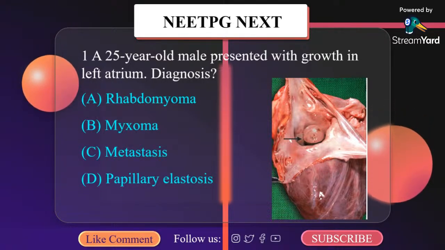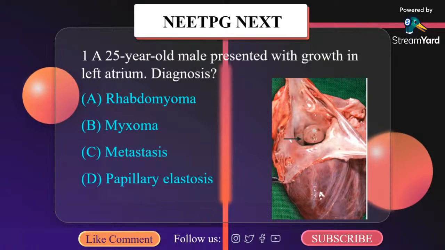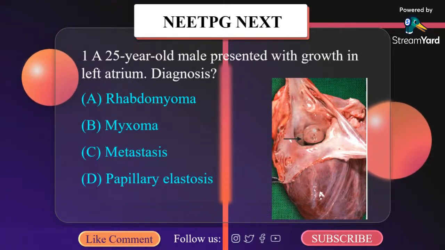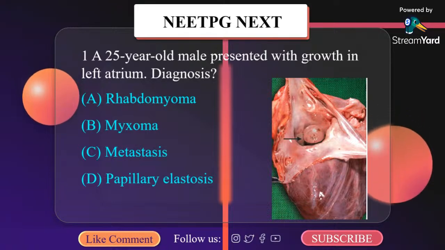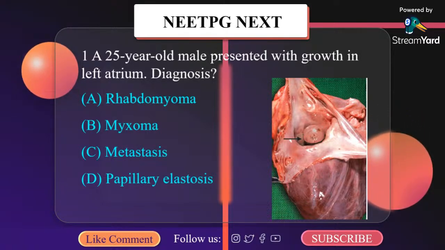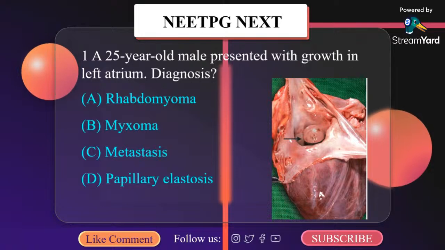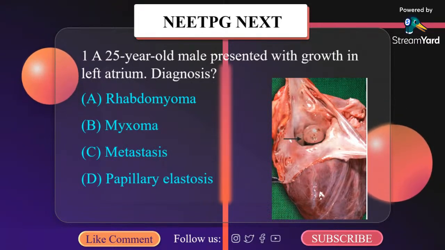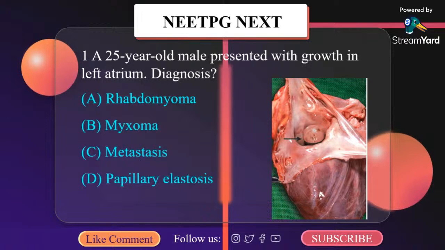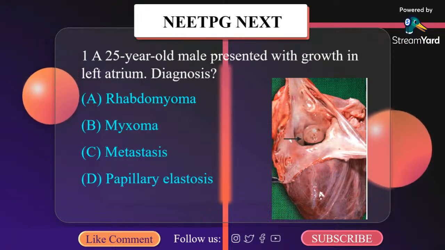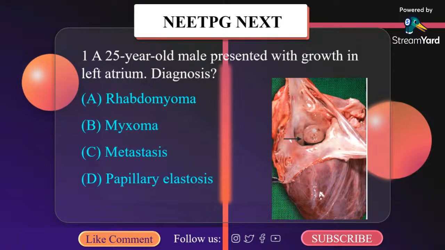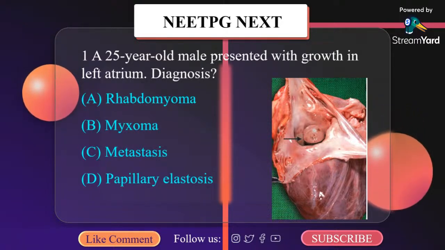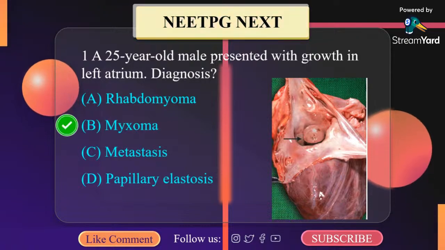Now, left atrium, they have given a clue in the question. The left atrium has been opened here. You can see in the image. The most common primary cardiac neoplasm is an atrial myxoma. These are benign masses, most often attached to the atrial wall. They can produce a ball valve effect by intermittently occluding the atrioventricular valve orifice. So the correct option here is B, myxoma.